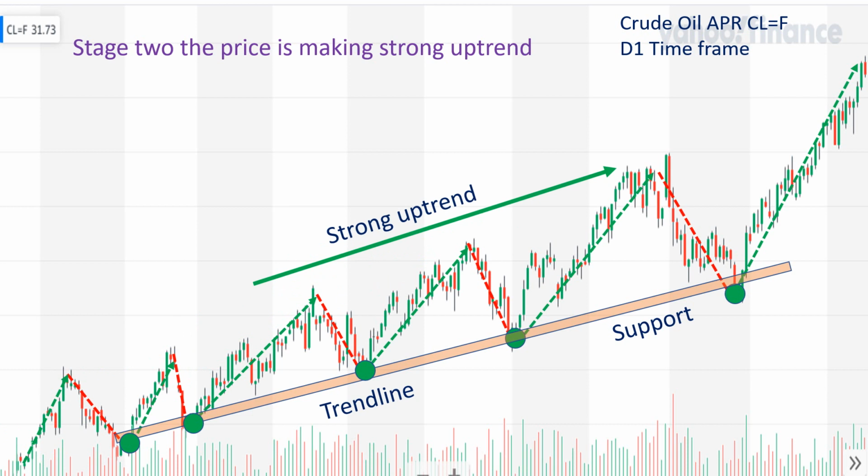This stage usually continues for months until it loses its momentum. We know the price cannot continue going upward forever and eventually finds a strong support and resistance and enters stage 3.